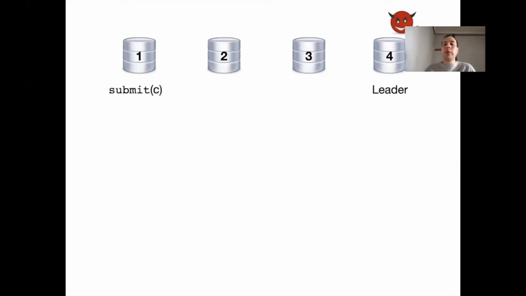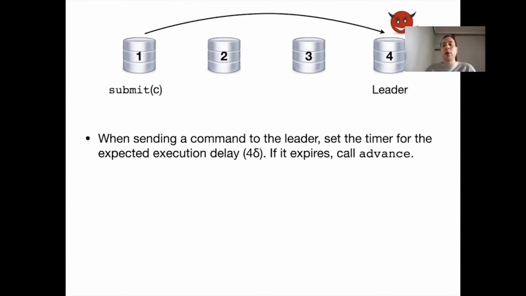The leader is process number 4, and let's say it's faulty. And process number 1 wants to submit a command C for execution. So this process will, of course, forward this command to the leader. With sending the command to the leader, it will also set a timer for the expected duration during which the protocol should process this command and finally execute it at process 1. For PBFT, this is 4 delta.